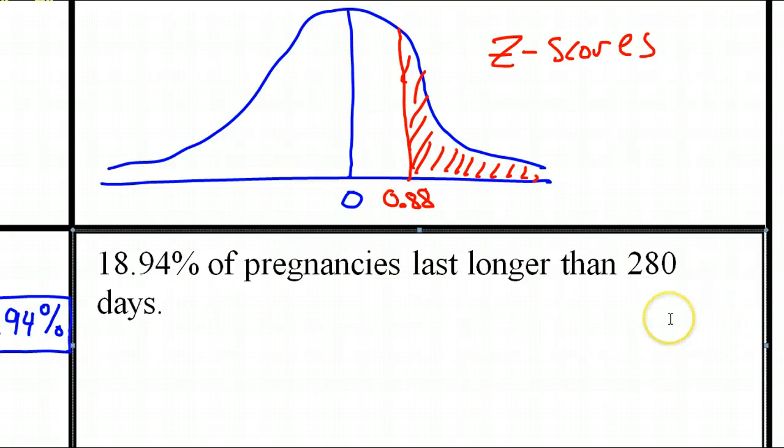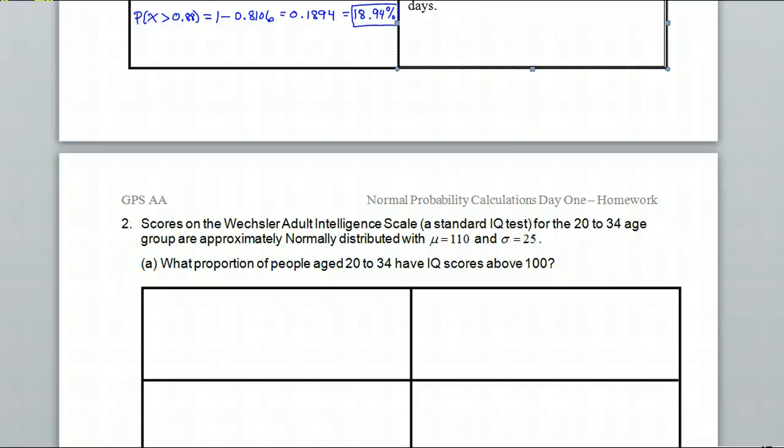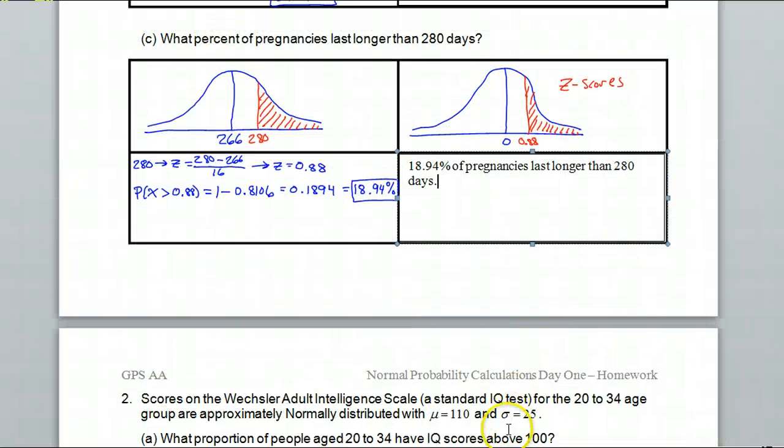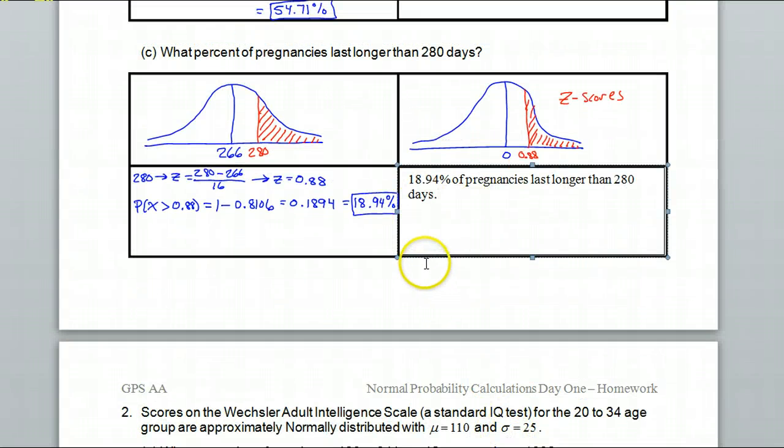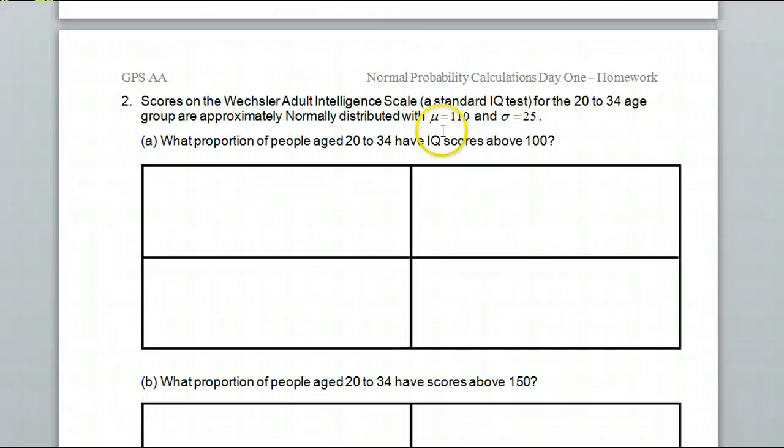Okay, there you go. Kabam. All right, so that's what part C should have been looking like, bird's eye view. All right, now on to the back page.